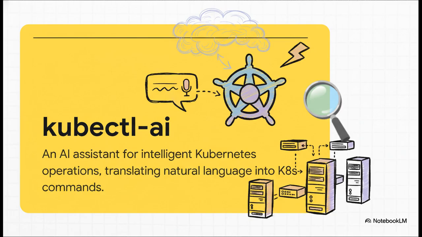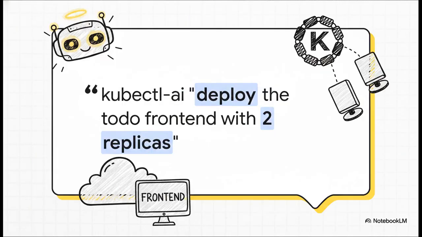Okay, now for Kubernetes itself, we've got kubectl-ai. This thing is a total game changer. It's a plugin that lets you manage your entire cluster just by talking to it in natural language. It takes that famously steep Kubernetes learning curve and just flattens it into a simple conversation. I mean, just look at this example. Instead of having to sit down and write out a whole complicated YAML file, you can just tell it what you want. "Deploy the to-do front end with 2 replicas." That's it. It just understands your intent and then generates all the necessary Kubernetes stuff for you.